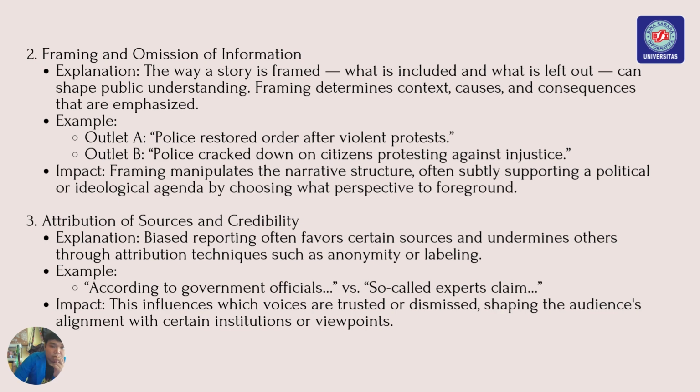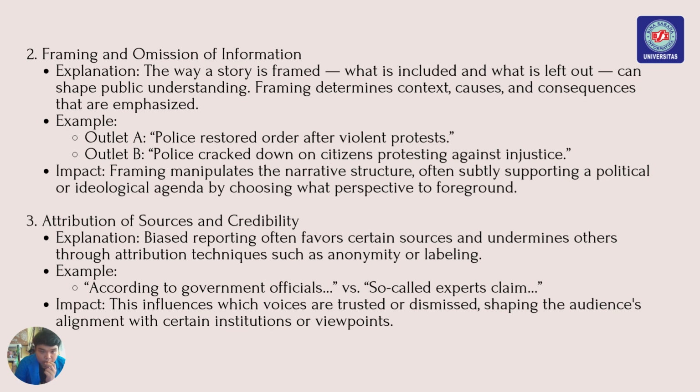Second is framing and omission of information. The explanation is that the way a story is framed, what is included and what is left out, can shape public understanding. Framing determines the context, causes, and consequences that are emphasized. The example: in outlet A, the police restored order after violent protests. In outlet B, police cracked down on citizens protesting against injustice. The impact is that framing manipulates the narrative structure, often subtly supporting a political or ideological agenda by choosing what perspective to foreground.